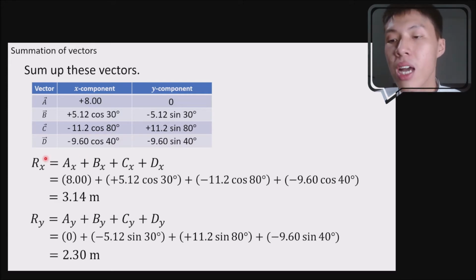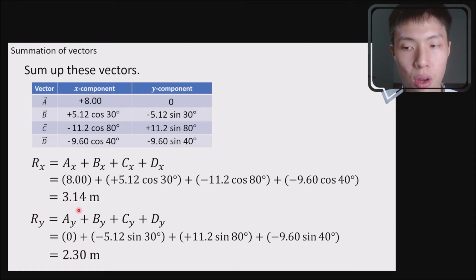Okay, Rx here is 3.14, Ry here is 2.30. Both of them are positive values. So actually what does that mean? If Rx is a positive value, it means Rx is pointing in the positive x direction.